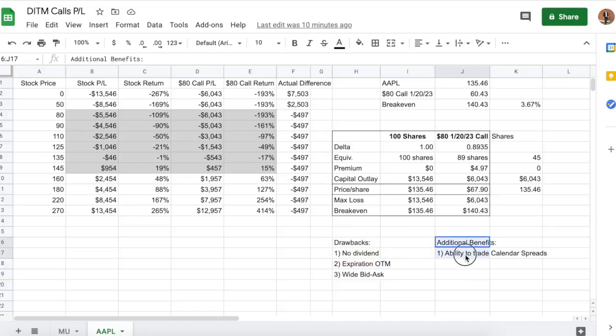An additional benefit besides it just giving you a ton of leverage is the ability to trade calendar spreads. So if you guys saw my video about a poor man's covered call, I'll remake that video here pretty soon. So you can do those horizontal spreads, you can do vertical spreads, but instead of buying 100 shares, so say you wanted to sell a covered call on Apple, first you need to go out and spend $13,546, and then you could start selling covered calls against those.